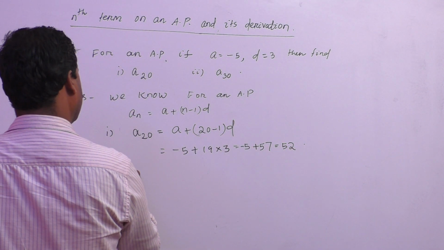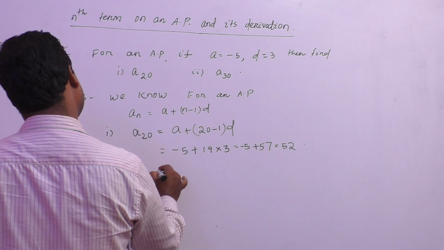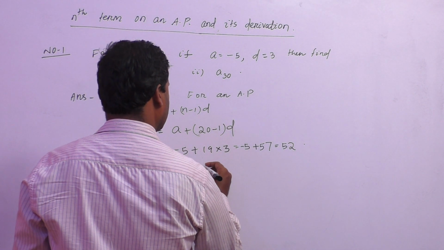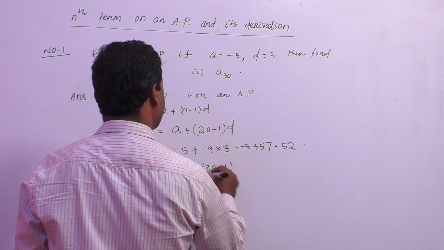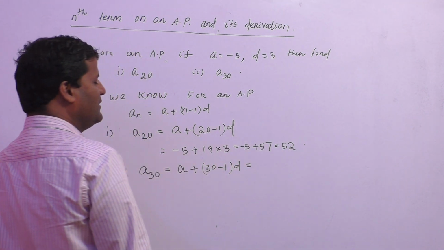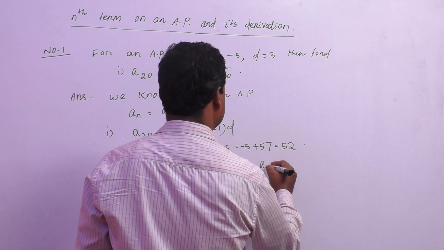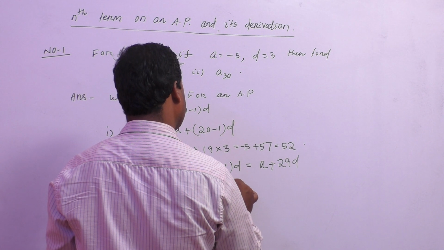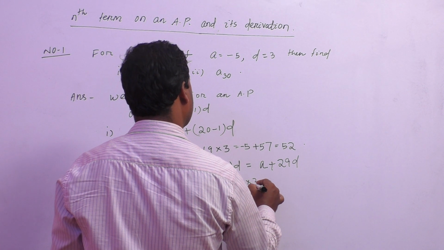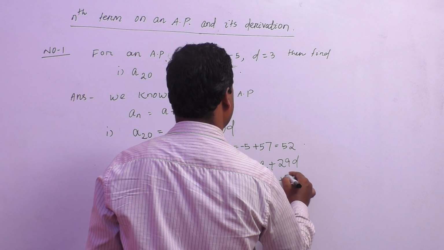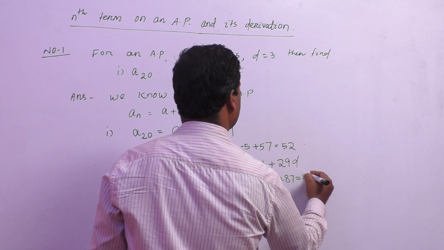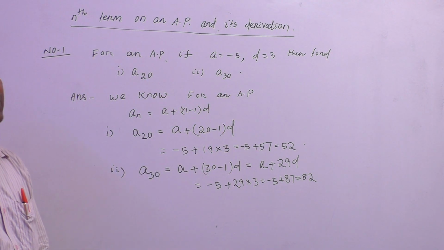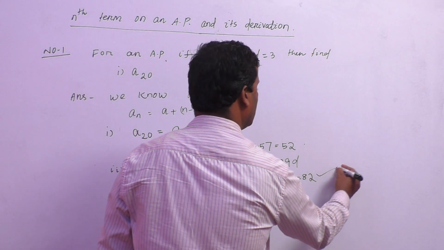Similarly, second one, a30 is equal to a plus 30 minus 1 into d, which comes to be a plus 29d. The value of a you have got minus 5 plus 29 into 3, that is minus 5 plus 87, which is 82. So in this way, if the value of a and d is given, we can find the other terms. This is your question number 1.